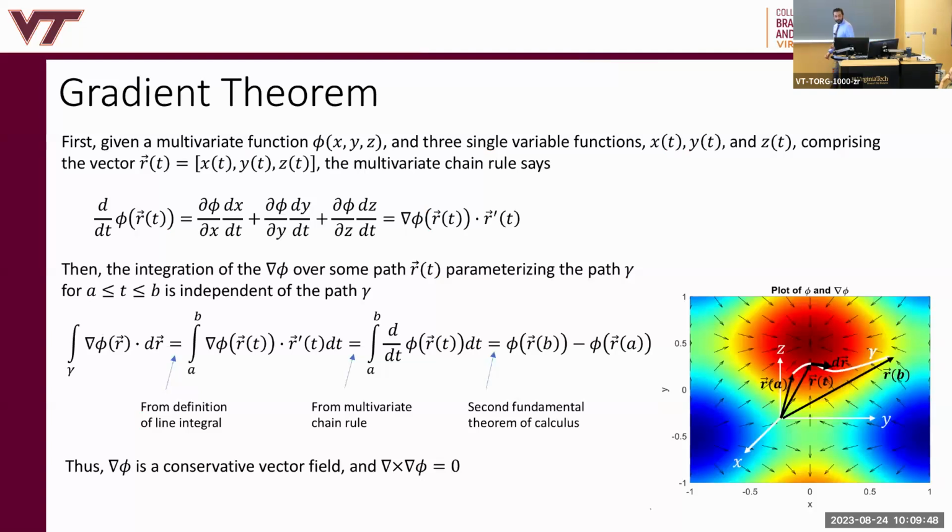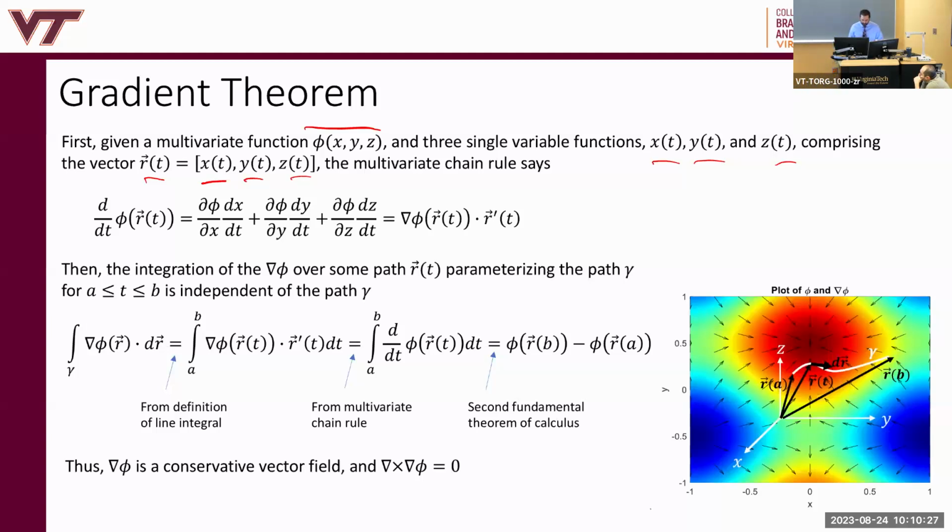This is a fun picture, so we're going to understand it. First, given a multivariate function phi of x, y, and z, and three single variable functions, x, y, and z, comprising the vector r, these are the scalar functions which parameterize a path r of t. We can use the multivariate chain rule and derive a consequence. It's called the gradient theorem. We're going to derive it.